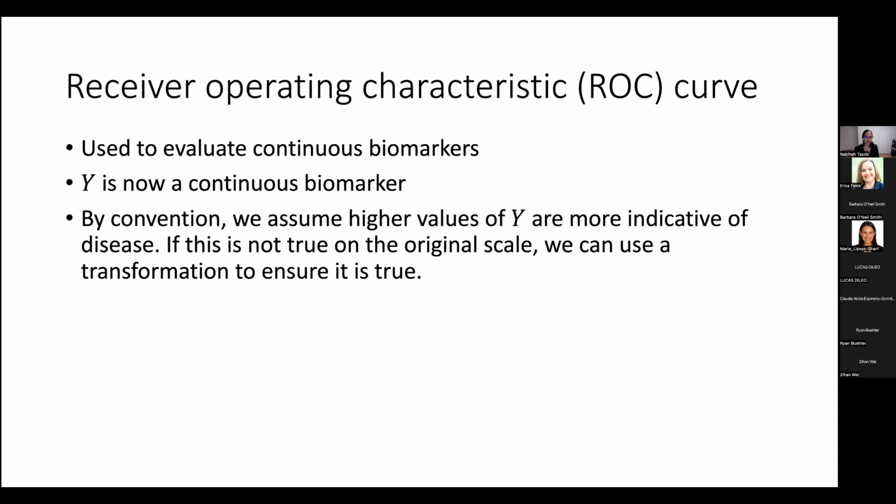If this is not actually true on the original scale, we can use a transformation to make sure that it's true. So for example, let's say you have a biomarker where low values are indicative of disease, you just take the negative of it. Or whatever transformation, you could do max minus Y. As long as it's a one-to-one transformation, your ROC curve does not get affected by the calculation. It is invariant to these one-to-one transformations.